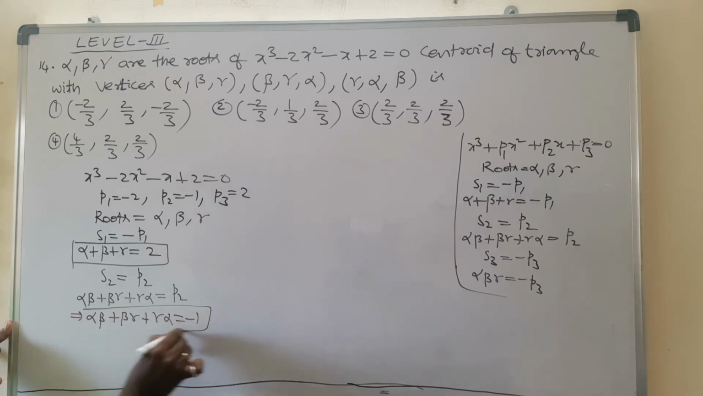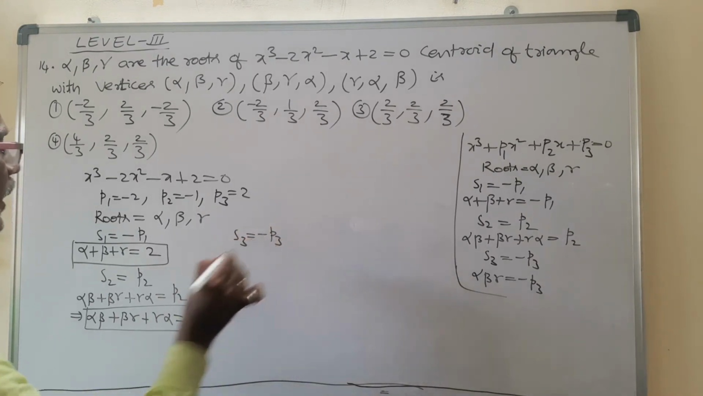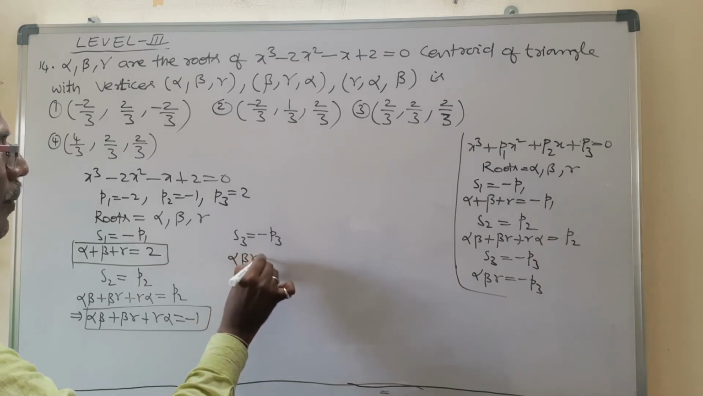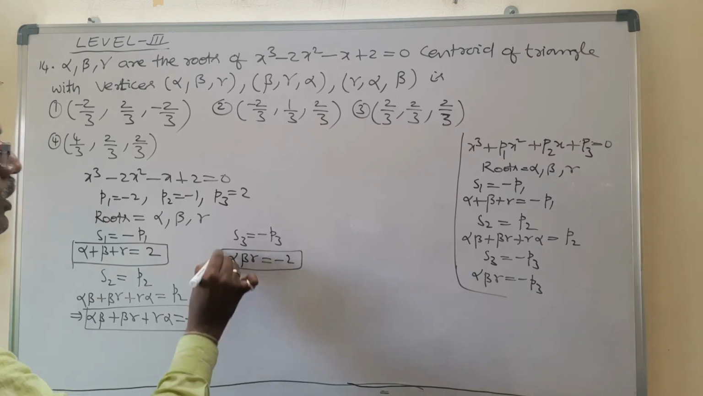Next to find S3, S3 equal to minus p3. Here the product of roots alpha beta gamma, p3 value is 2, so minus 2. The alpha beta gamma value is minus 2.